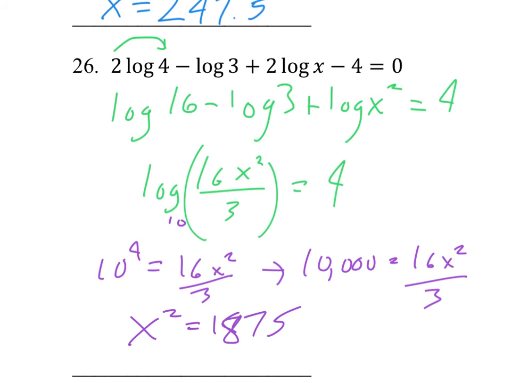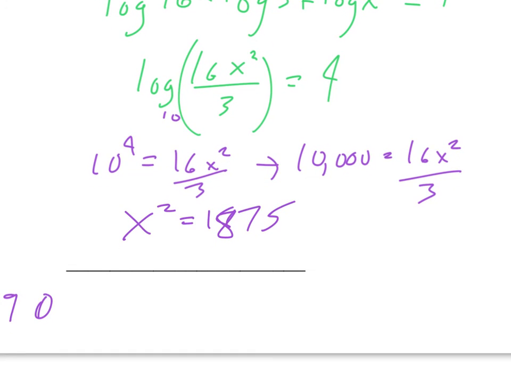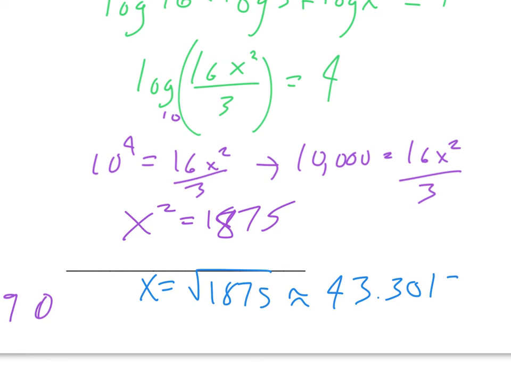Now, we would want to go ahead and square root that in order to get our answer. Technically when we do that we would get the plus or minus. However, the negative would be extraneous because we're logging an x, so we can't log a negative, so x can't be negative. So x equals the square root of 1875, which is approximately 43.3013 when we round it to the nearest 10,000th.